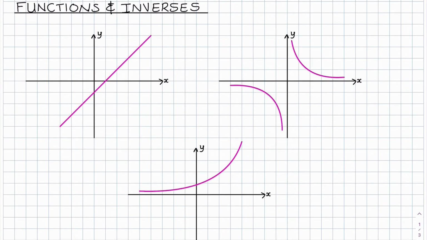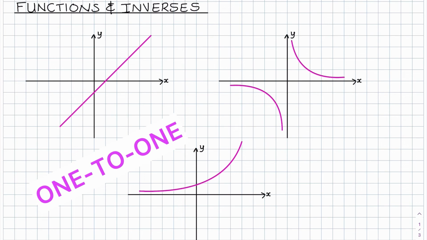So here are some more one-to-one graphs. We've had a look at the straight line. If we do the vertical line test, we can see it only touches at one point, and so that is a function. We then also have the hyperbola. If we do the vertical line test, at any point on the graph, we have a vertical line that only crosses at one point, so that is a function. And the exponential graph is also a function because it passes the vertical line test.